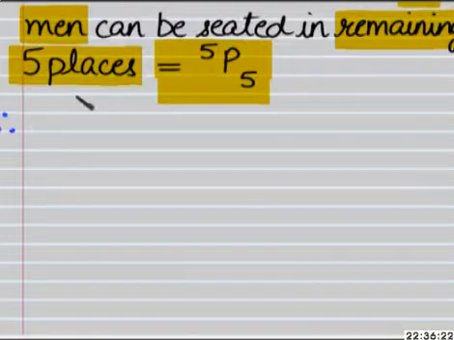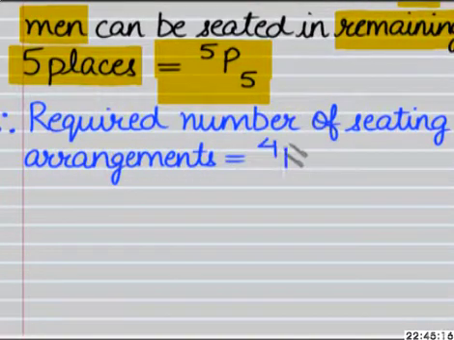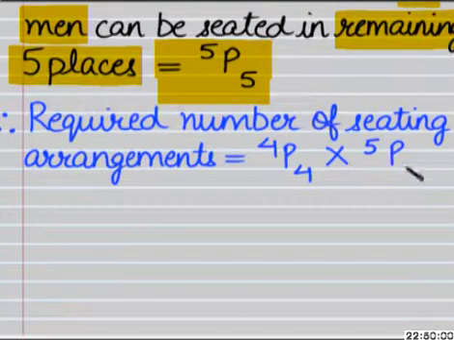Therefore, required number of seating arrangements will be equal to 4P4 into 5P5.